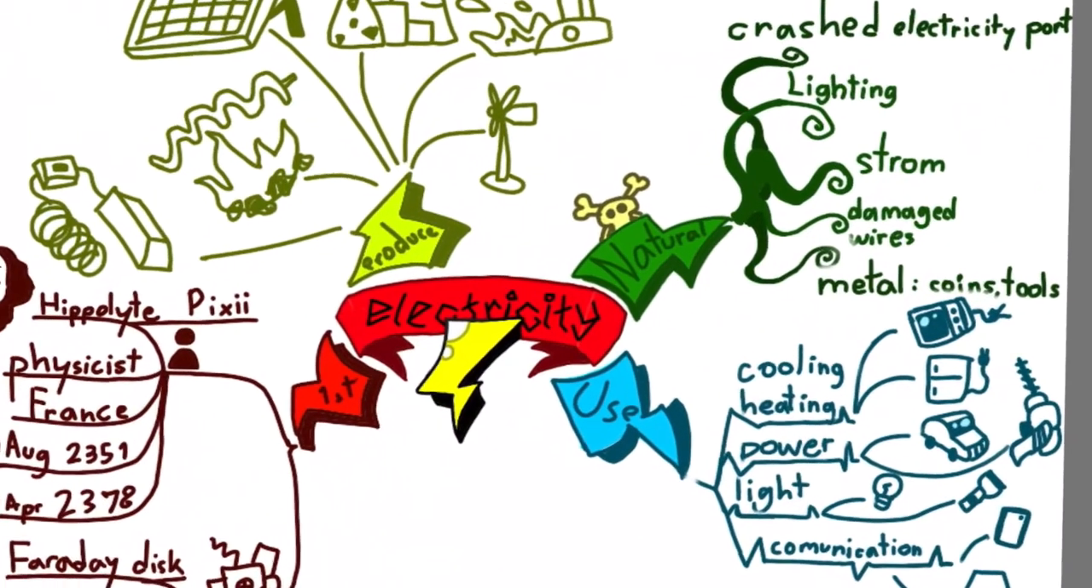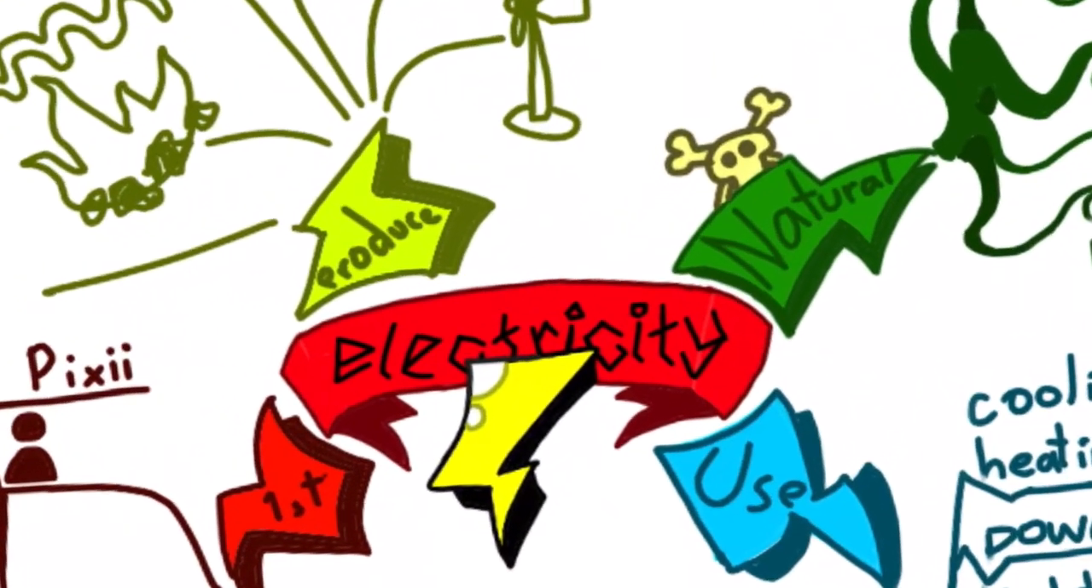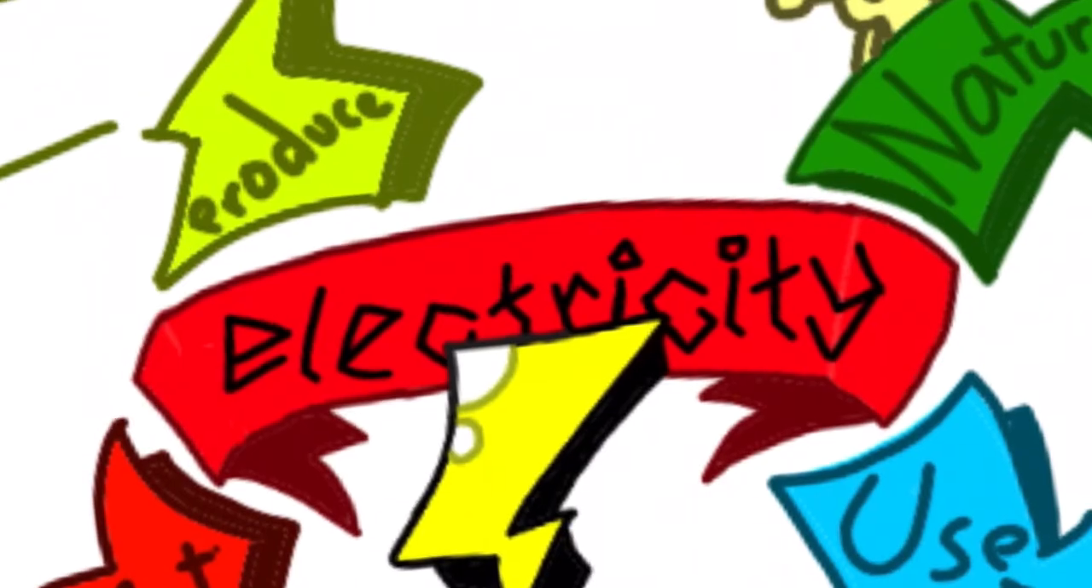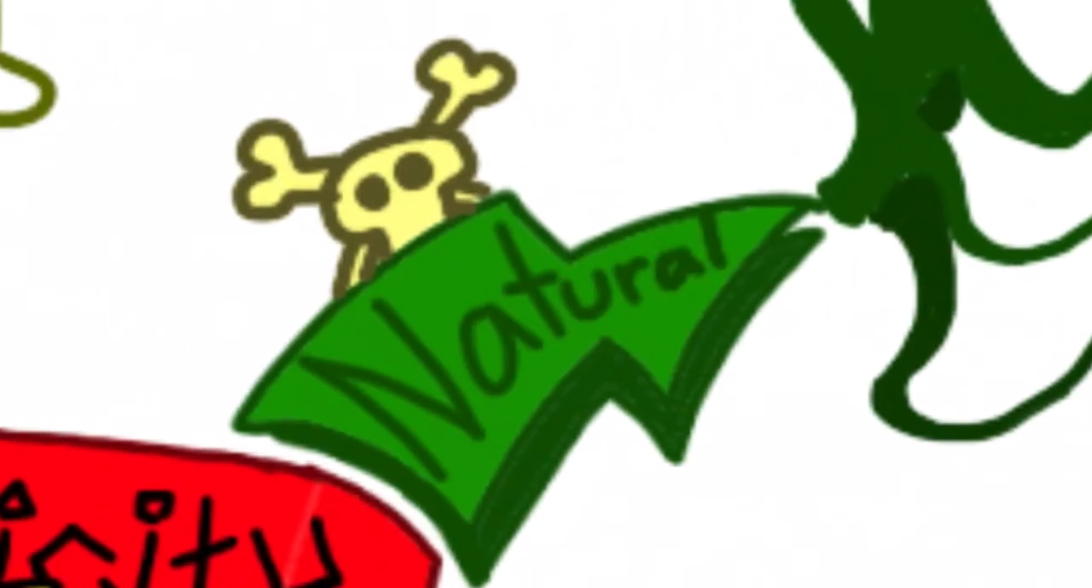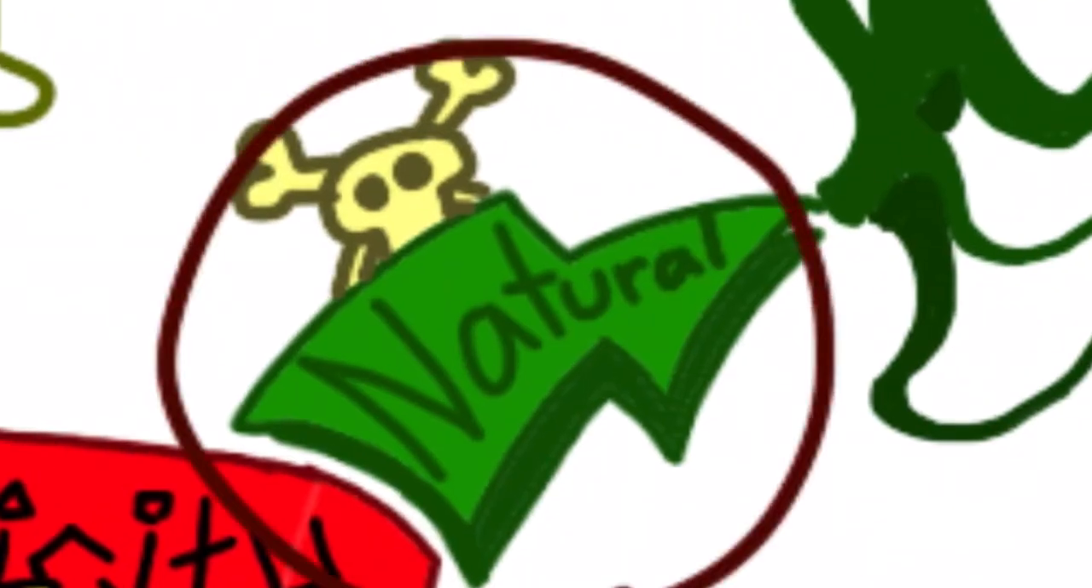Hello everyone, today I'm going to present a mind map. The central idea is electricity. So this is the mind map that I will be presenting today. Electricity with four branches. Let's start off with the first branch, natural.